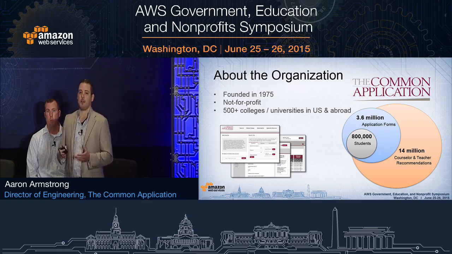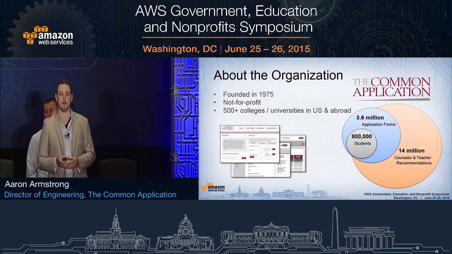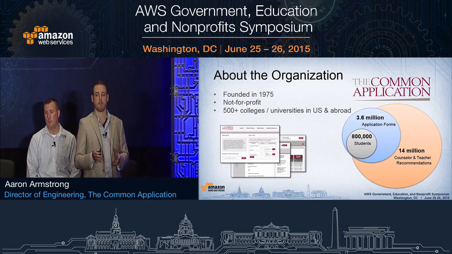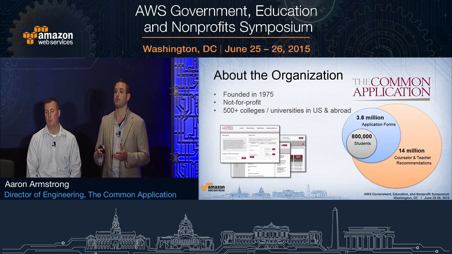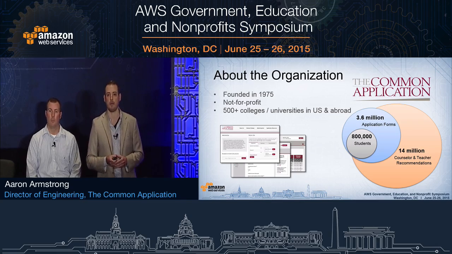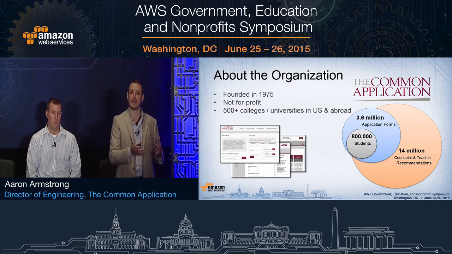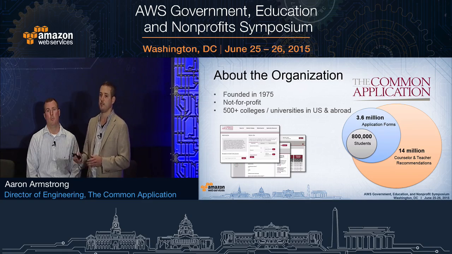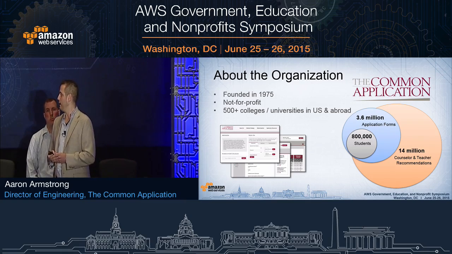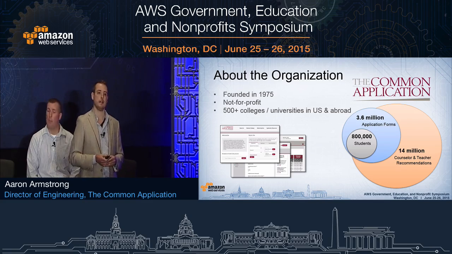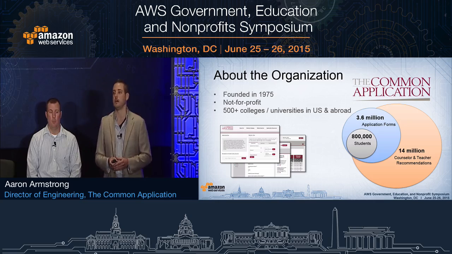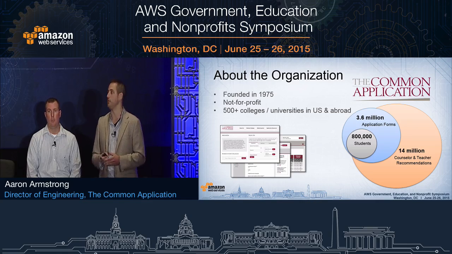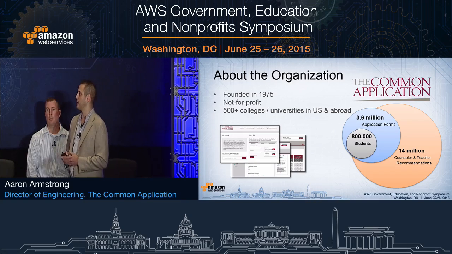The second primary user group is made up principally of high school counselors and teachers who are submitting supporting academic data as well as recommendations on the students' behalf. And in our recent season, we had a little over 1 million users who submitted a combined total of more than 14 million electronic data forms.